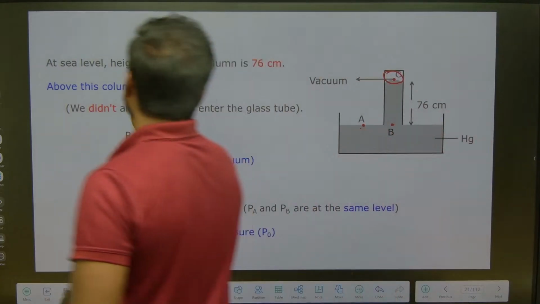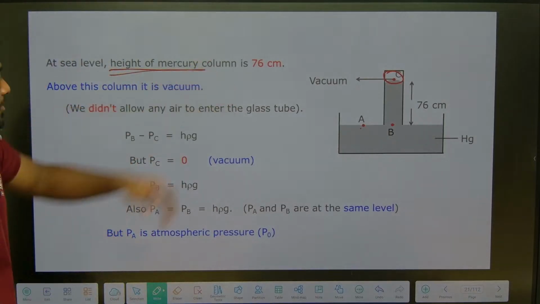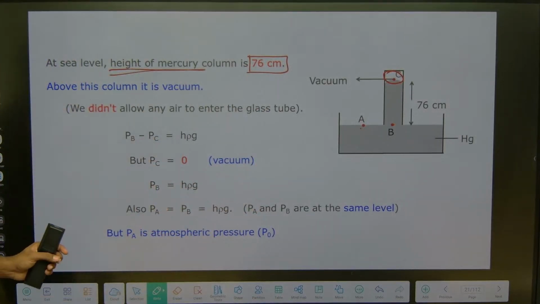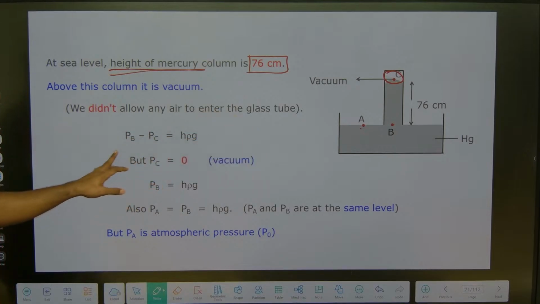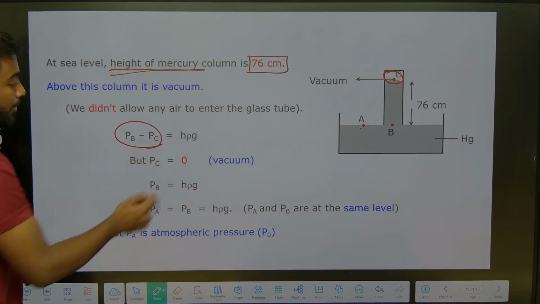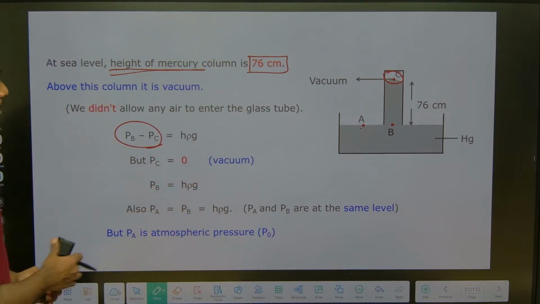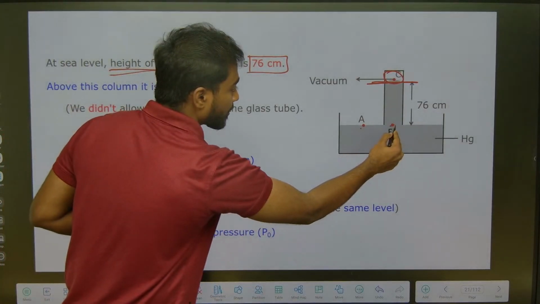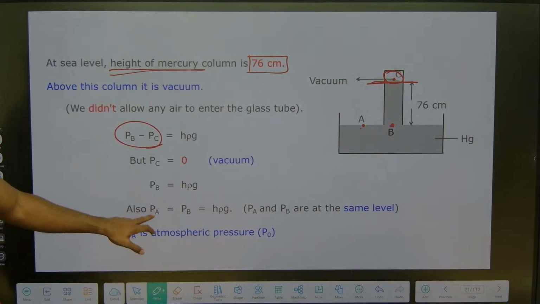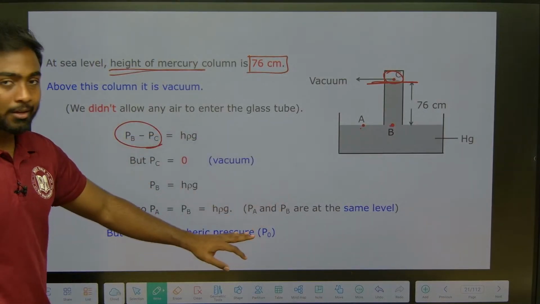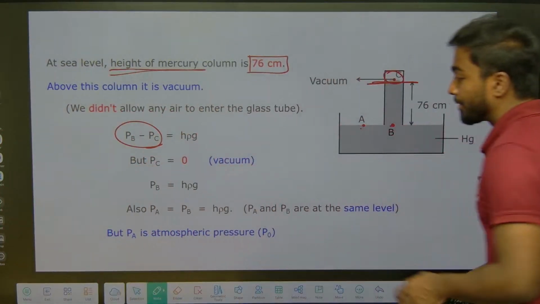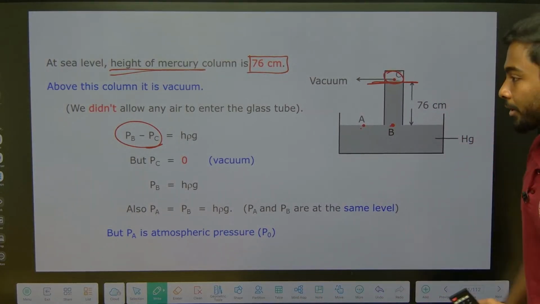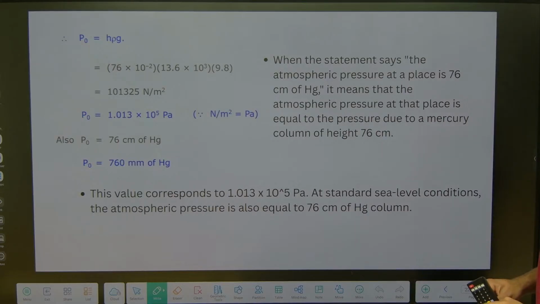At sea level, the mercury column height is 76 centimeters. It's a fixed one. Above this column it's vacuum, because we didn't allow any air to enter the glass tube. So the gauge pressure will be rho g h, and at the top point the pressure will be 0. So the pressure at A and B will always be equal, that is rho g h. P_A and P_B are at the same level, and P_A is atmospheric pressure, so P_B will also be the same. Got it?